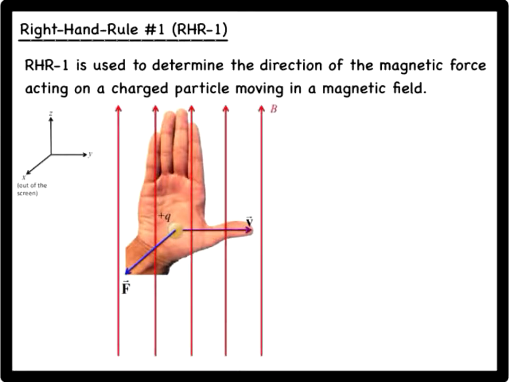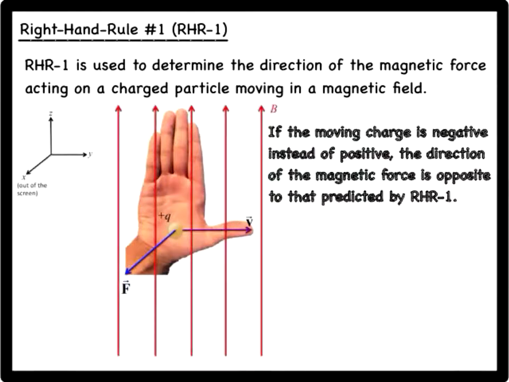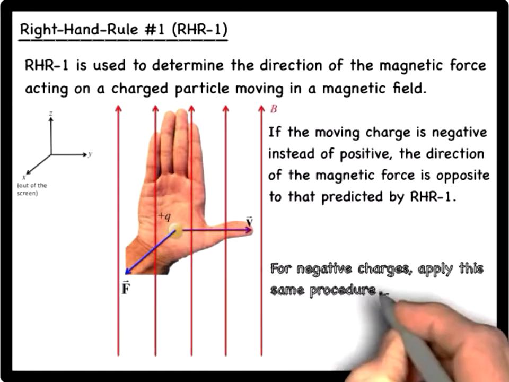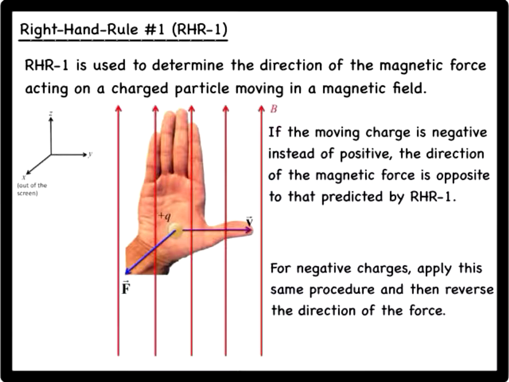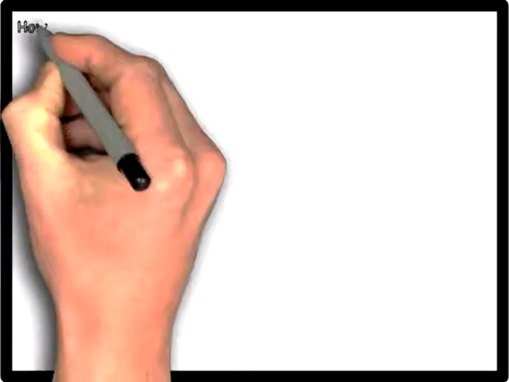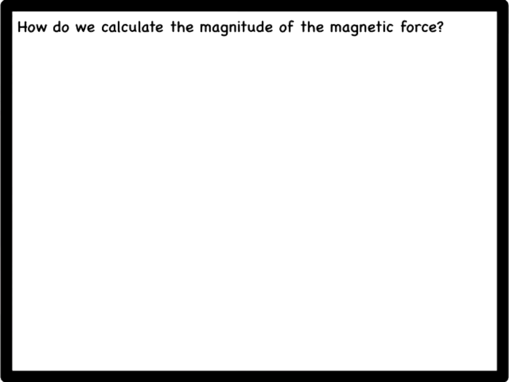If the moving charge is negative instead of positive, however, then the direction of the magnetic force is opposite to that predicted by right-hand rule 1. Thus, there is an easy method for finding the force on a moving negative charge. First, assume that the charge is positive and use right-hand rule 1 to find the direction of the force. Then reverse this direction to find the direction of the force that would be acting on a negative charge. Now that we know how to determine the direction of the magnetic force on a moving charge, how do we calculate the magnitude of the force?